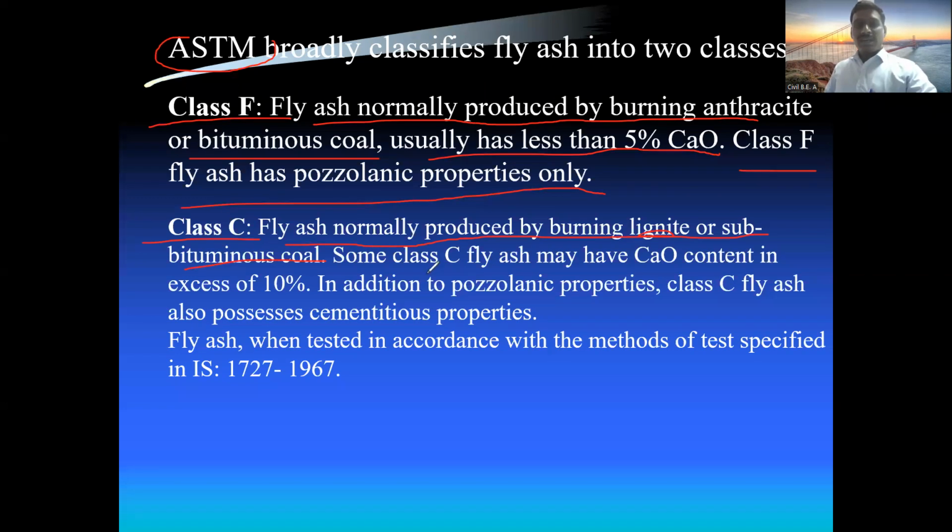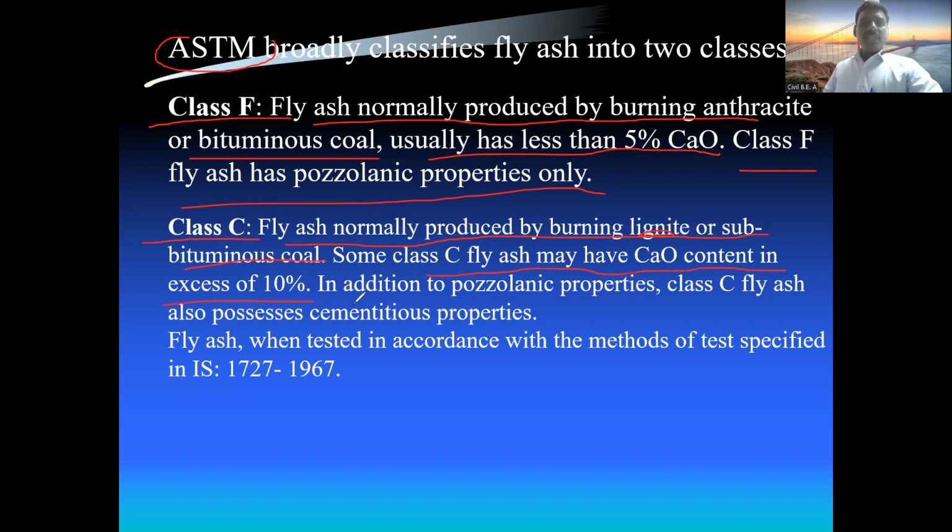So this class C fly ash may have a calcium oxide content in excess of 10%. See, in class C, the calcium oxide content is more than 10%, and in class F, it is less than 5%. So more than 10% calcium oxide content is there in class C.